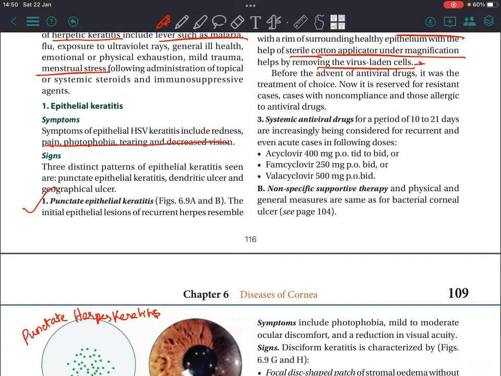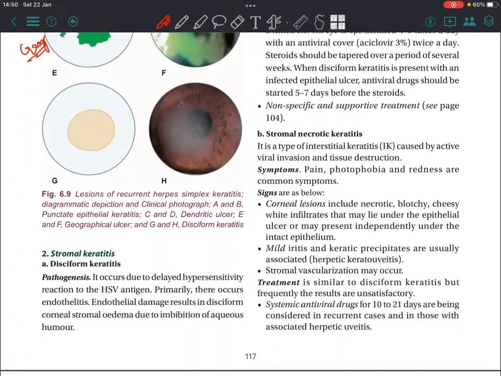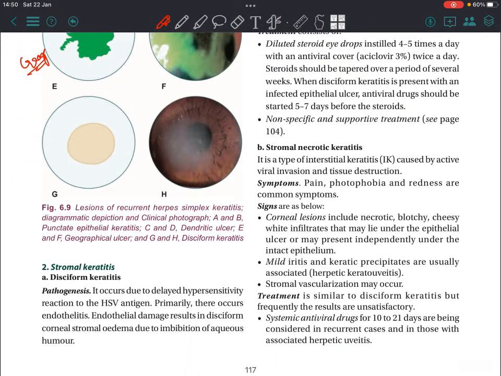Systemic antiviral drugs for a period of 10 to 21 days. Acyclovir, famciclovir, valacyclovir, 400 to 500. Non-specific supportive therapy. And this one is disciform keratitis.